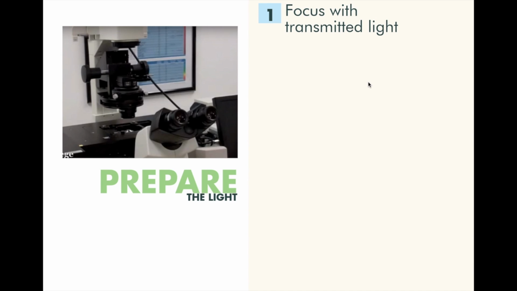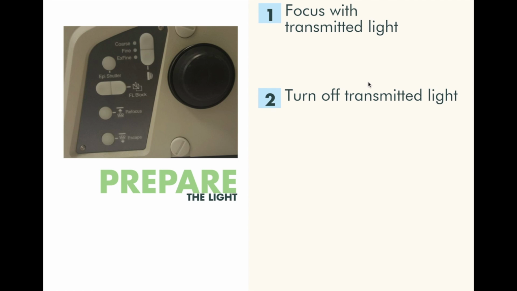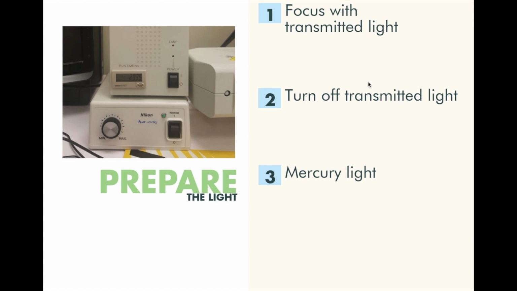Before we start, we have to focus the sample with transmitted light. After it is in focus, turn off the transmitted light. Using the off button to the left side of the microscope, switch the power supply for the mercury light.